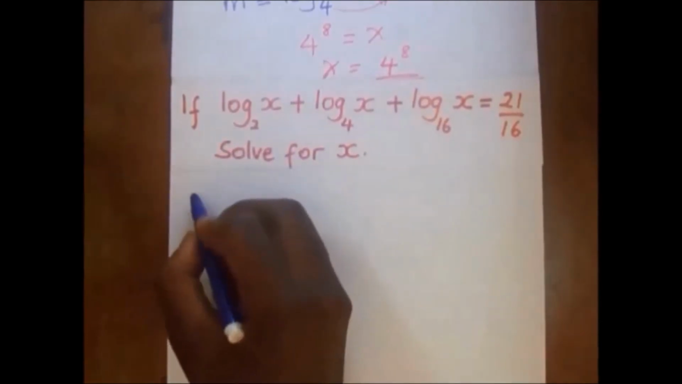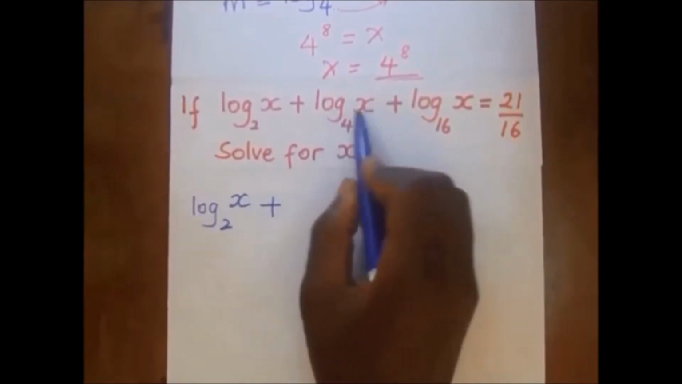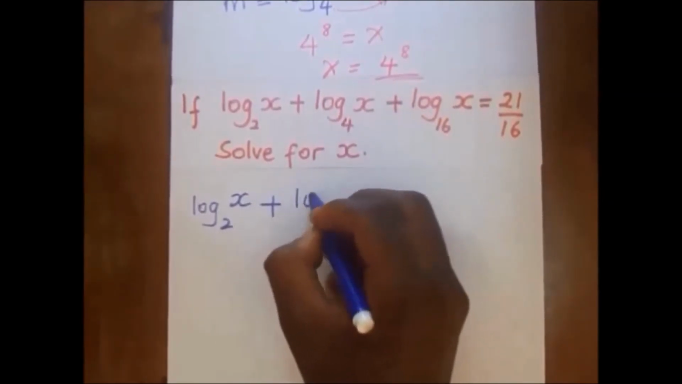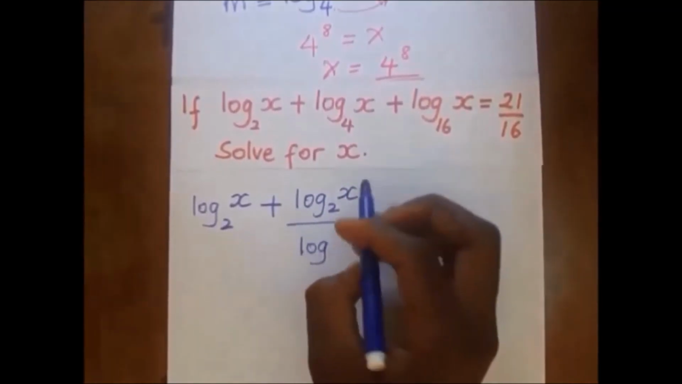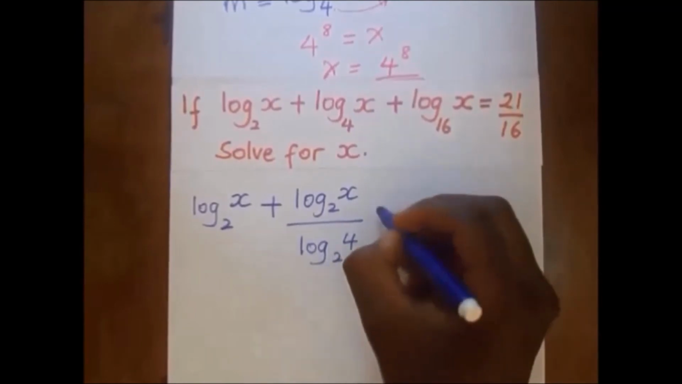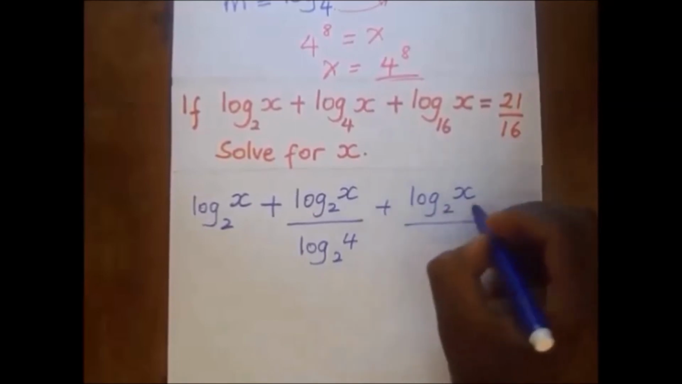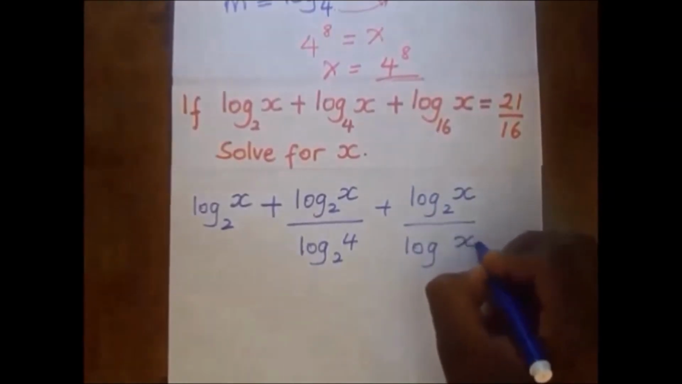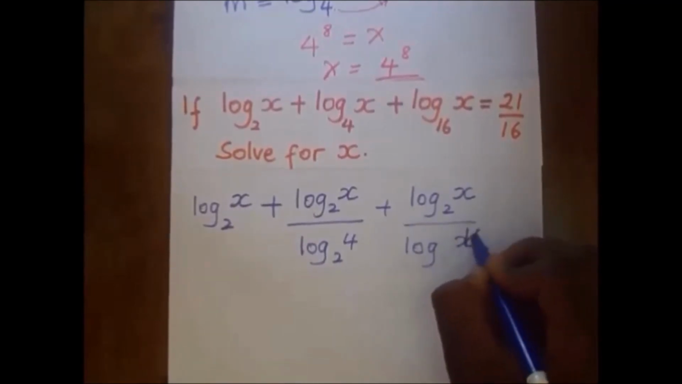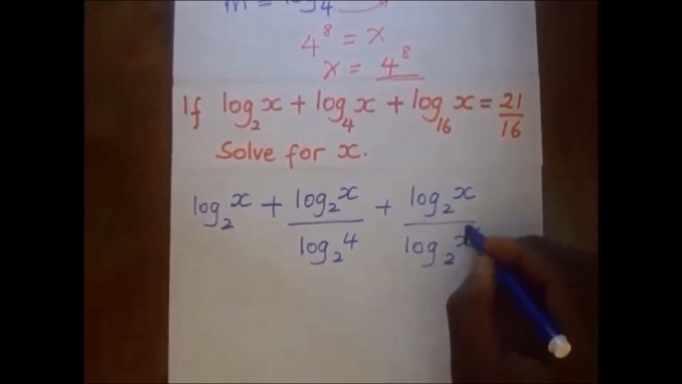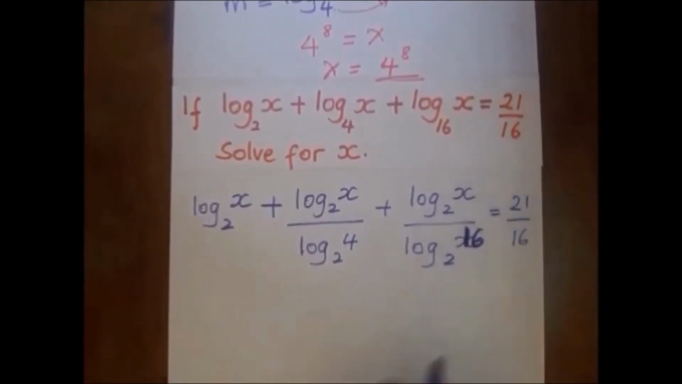So in this case, it's going to become the logarithm of x base 2 plus, convert this to base 2, it's going to become the logarithm of x base 2, divide that by the logarithm of 4 base 2 plus the logarithm of x base 2, divide that by the logarithm of 16 base 2. This is equal to 21 over 16.